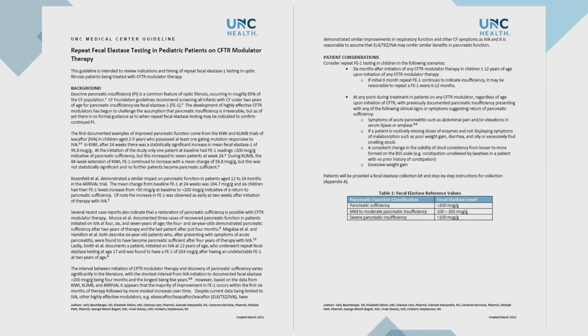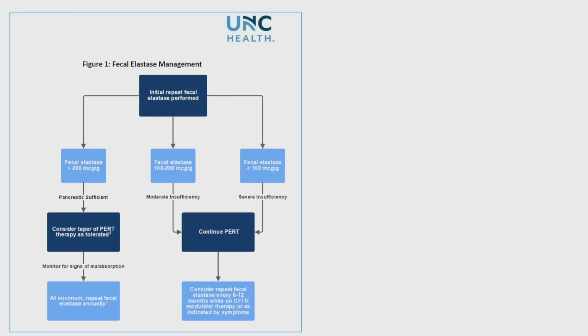So this is our guideline that we created at UNC. I don't expect you to be able to read it all, but here it is. And if you would like to see this, happy to share it. The algorithm within this document, on the far left, you can see that if their elastase came back greater than 200, we had a plan to discuss weaning their PERT or enzyme therapy, and then continuing to monitor them at least yearly to make sure they stayed within that category. And then if they were still less than 200, we also had the opportunity to recheck them again every 6 to 12 months or as decided by providers.